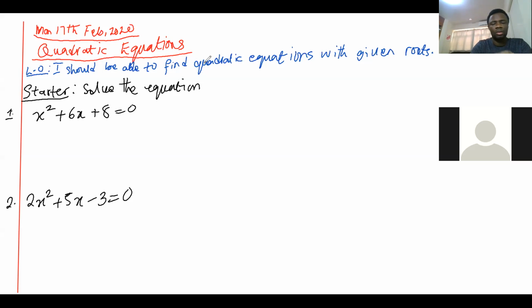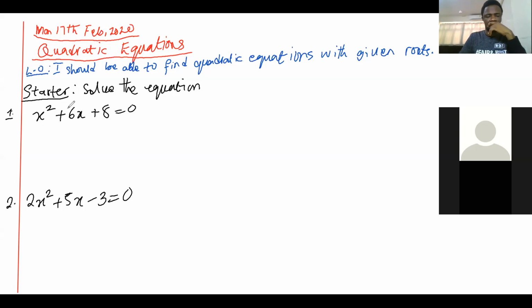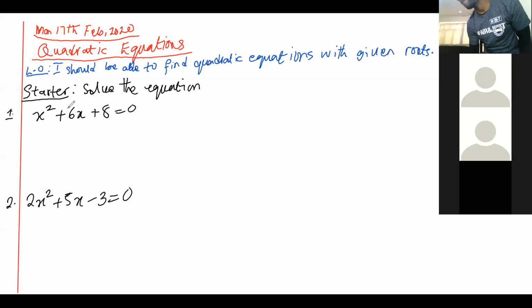All right, so you would have done this; it is a monic equation. Remember what monic is from last time? Somebody remind me what monic means. It has to do with one, of course, but one what? Think again. When a is equal to 1.